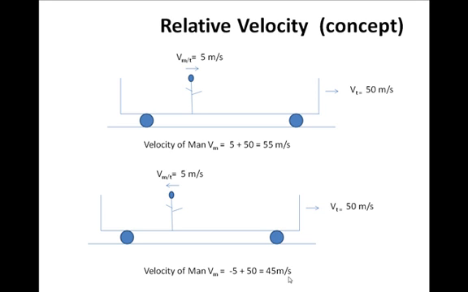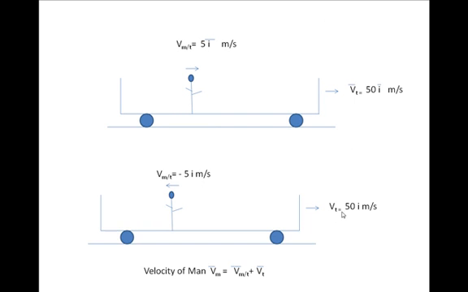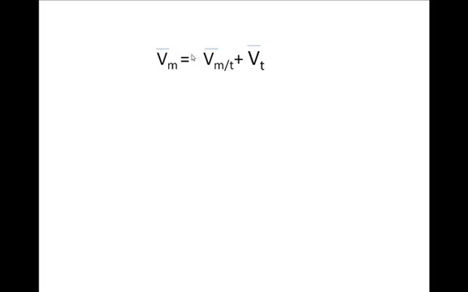Now this very problem we can write in terms of vectors. I say velocity of truck is 50i, velocity of man with respect to truck is 5i, and here we can write velocity of truck is 50i, velocity of man with respect to truck is minus 5i. So in both cases, velocity of man, absolute velocity, is velocity of man with respect to truck plus velocity of truck. Now, with this equation, you can really solve any problem on relative velocity. This will be our basic equation.